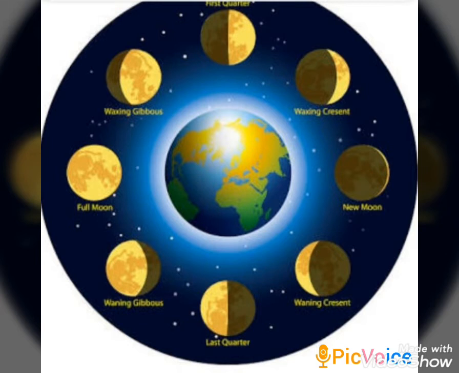The lunar month and days. You know that it takes 14 or 15 days from new moon to full moon. This is the fortnight of the waxing moon.